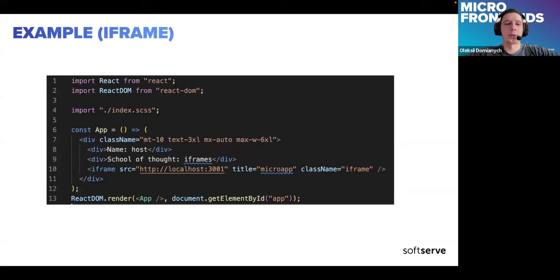On the next slide, we can see how you could use iframe to set up micro frontend. You just create different micro frontend services and, using the iframe tag, import them in our main repo or main page.